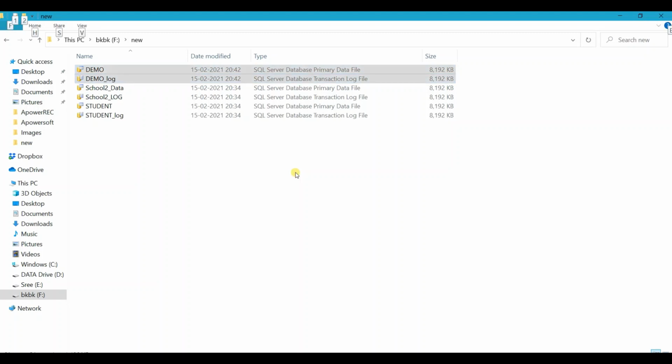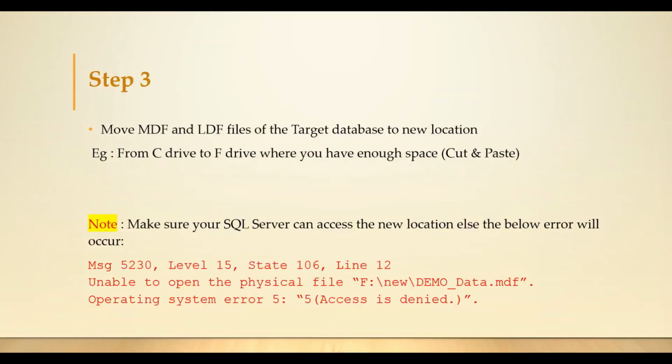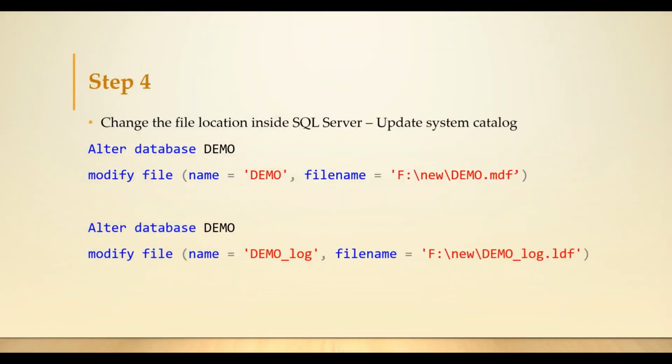Okay, so our next step, that is the fourth step, is to change the file location inside the SQL Server. So we have successfully moved our files from C drive to F drive, but SQL Server is not aware of that. You need to tell the SQL Server that the MDF file and LDF file have moved to another location using the alter database statement. Here we need to give the new location name for the MDF file and for the LDF file.